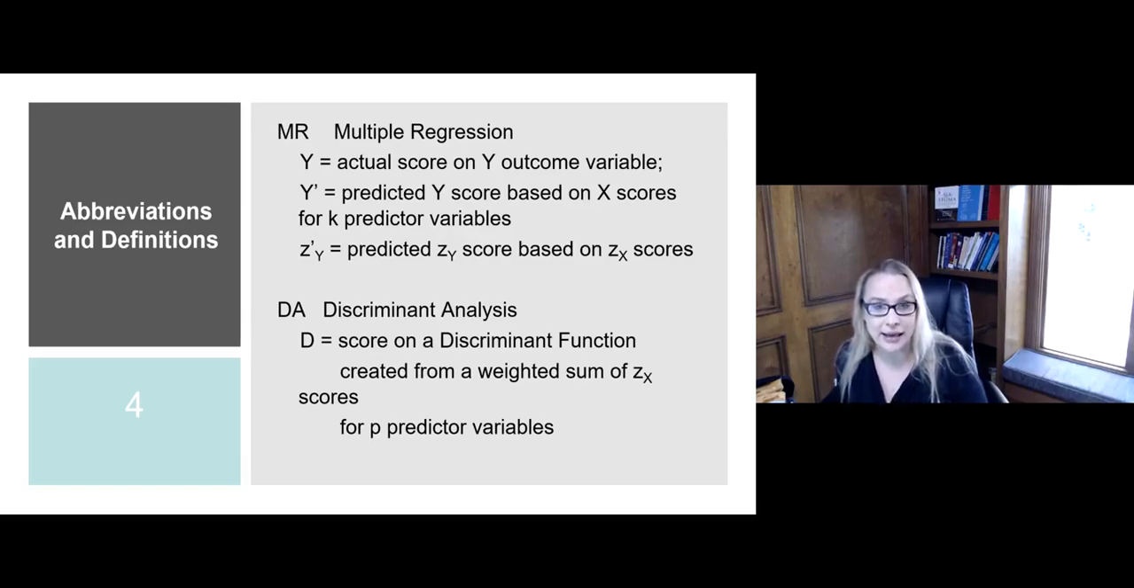In discriminant analysis, instead of trying to build an equation that predicts y, we are trying to build a discriminant function where we have weighted scores because not everything is equal. And then we're going to try to figure out which predictor or independent variables do the best job of helping us to assign things to categorical groups. One thing to keep in mind is in this presentation, capital D is going to represent the score on a discriminant function, whereas a lowercase d will correspond to Cohen's d in reference to effect size.